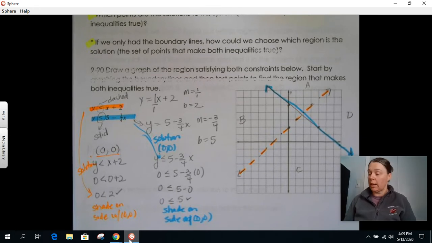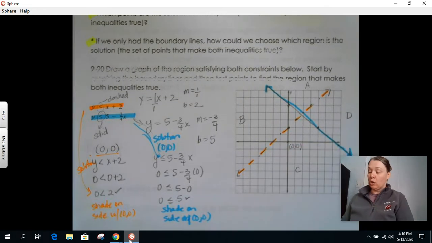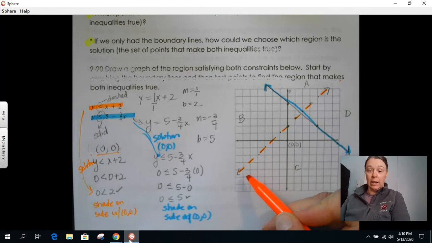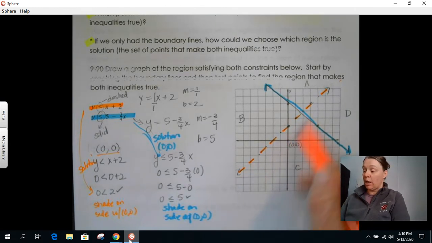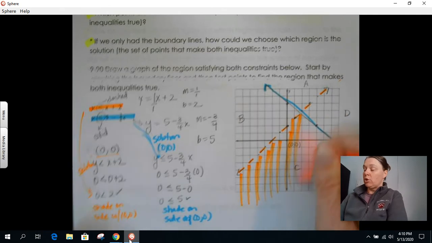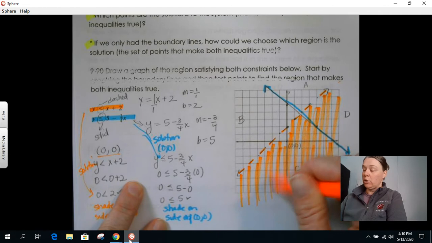So let's see what that looks like. Here's my point 0, 0 that I tested out. Here's my orange line, okay? For my orange line, I want to shade on the side that includes the point 0, 0. So that means I have to shade down here, kind of beneath the line. As best you can. I'm not going to color it all the way. It would take a little bit too long.